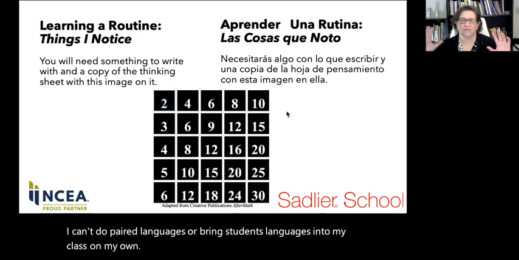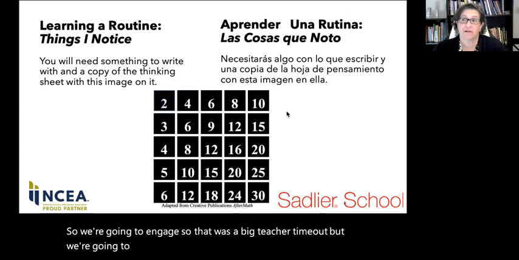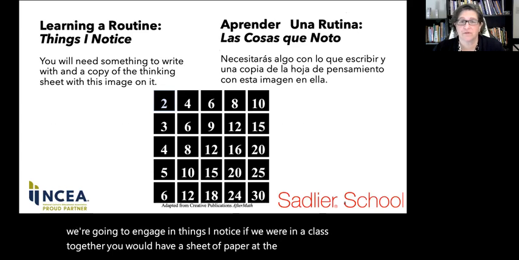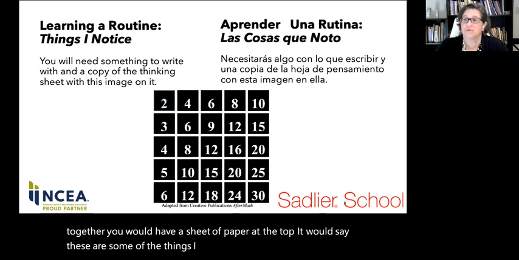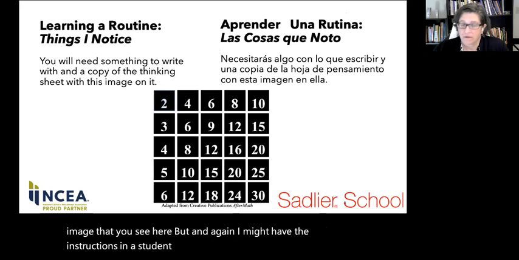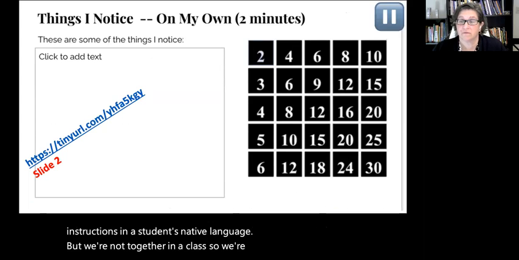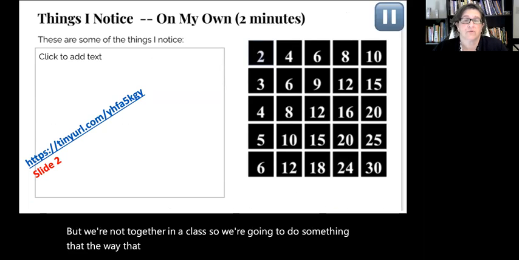So that was a big teacher timeout, but we're going to engage in things I noticed. If we were in a class together, you would have a sheet of paper. At the top, it would say, these are some of the things I noticed, and there would be this image that you see here. And again, I might have the instructions in a student's native language. But we're not together in a class. So the way that I engage with students online in virtual environments is to have slides ready for them.